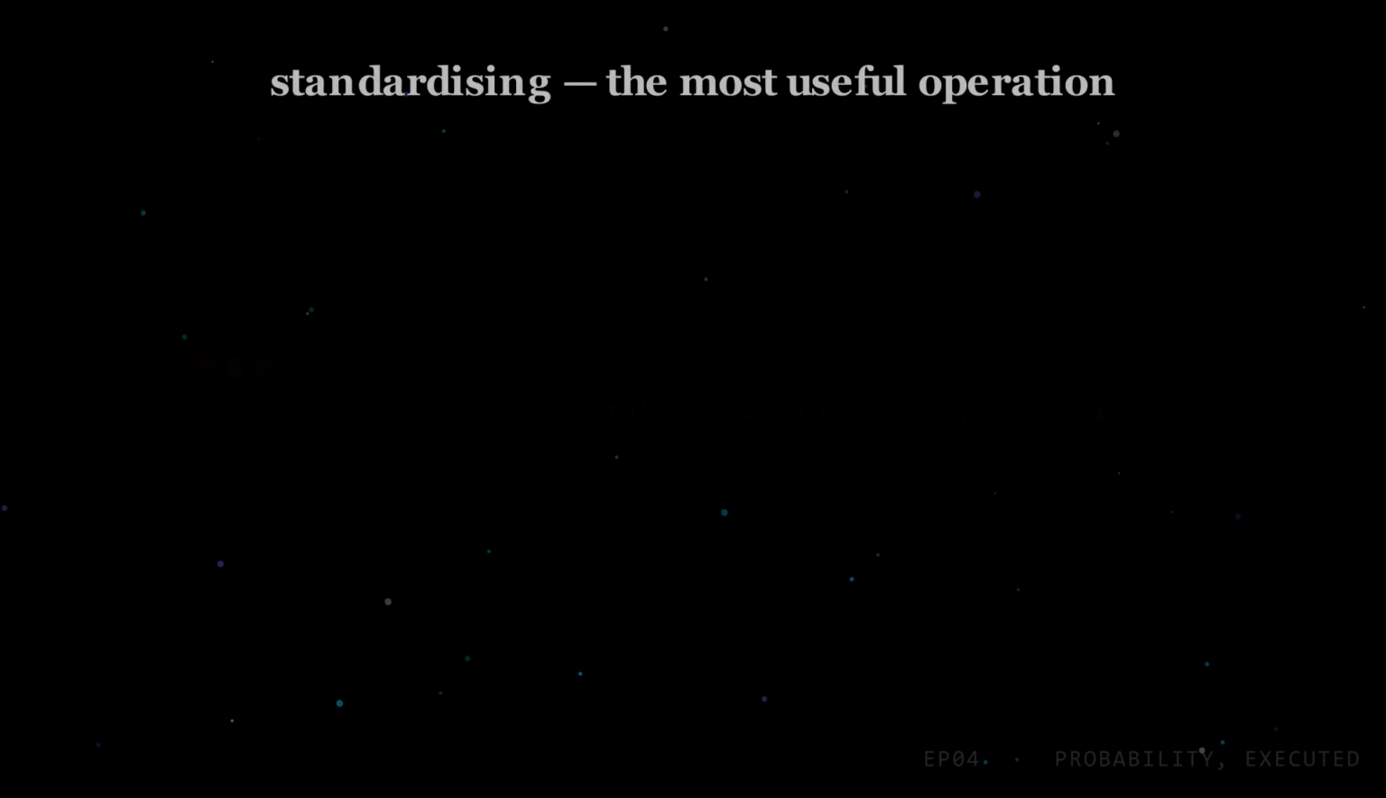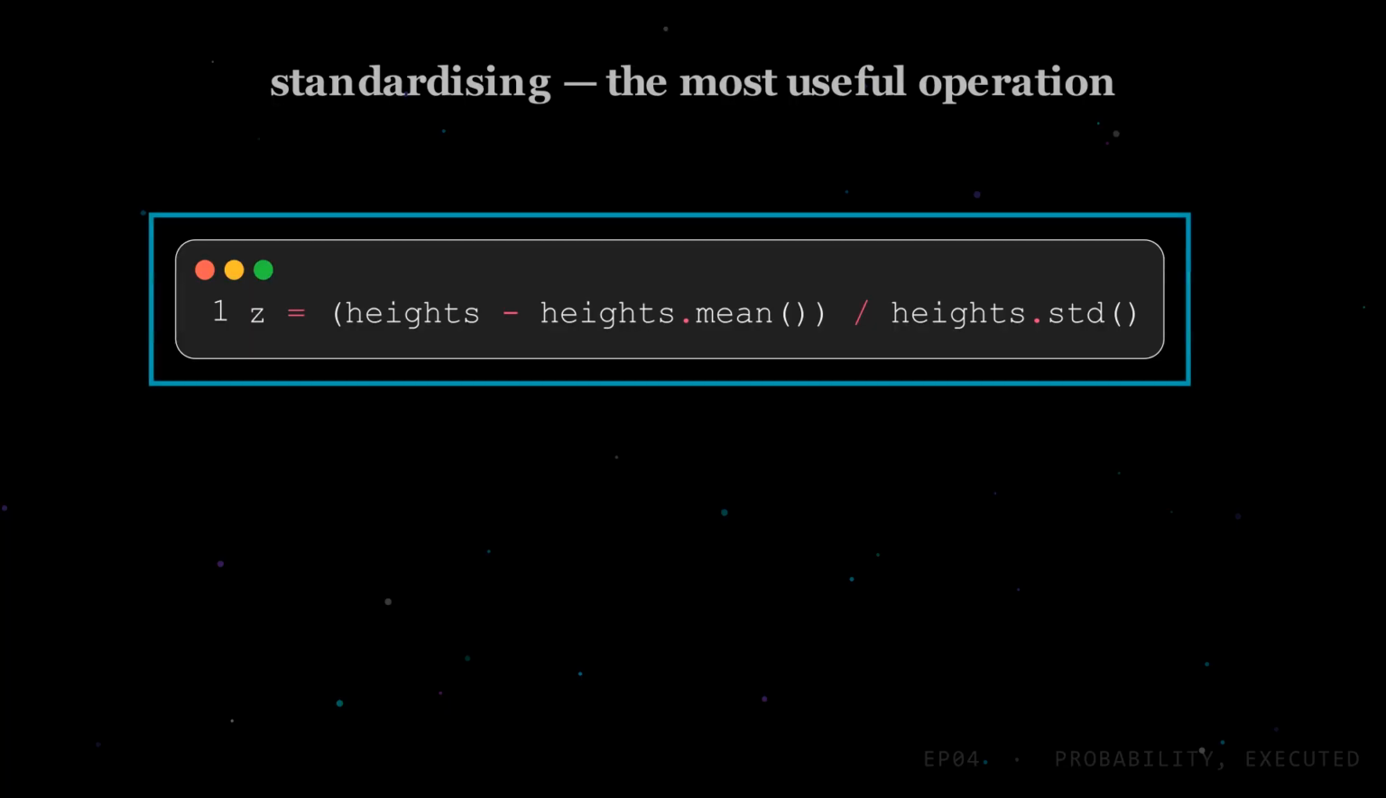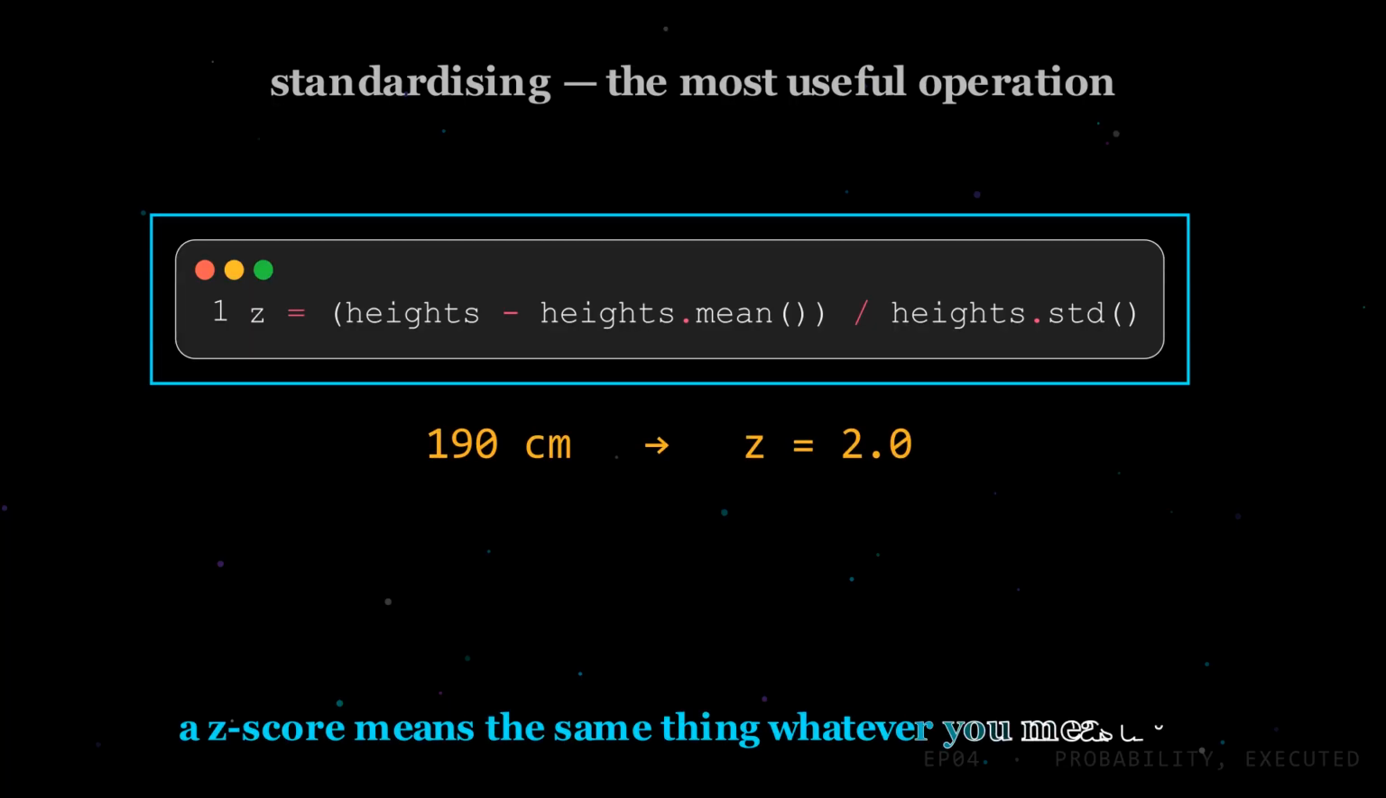The single most useful operation on normal data is standardizing it. Subtract the mean, divide by the standard deviation. That converts any value into a z-score, which is just how many standard deviations from the middle it sits. A height of 190 centimeters becomes a z of 2, and here's why it matters. A z-score means the same thing regardless of what you measured, so it lets you compare a height to an exam score to a delivery time.